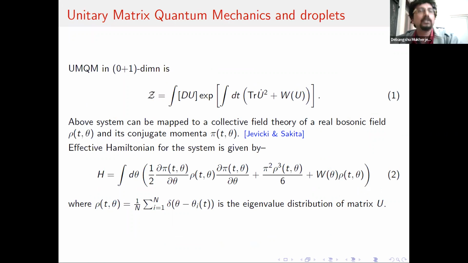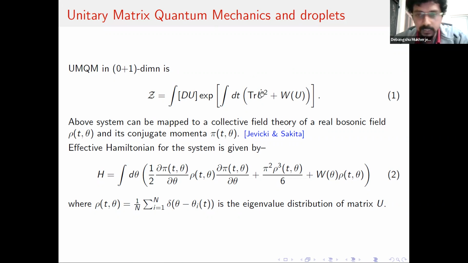Okay. So with that brief description of the algorithm, let me jump into exactly what we are trying to do here. The first line that you see here, the partition function, is basically a 0 plus 1 dimensional theory, so you have just time. And U is a particular element chosen from an ensemble of unitary matrices. This is how the action looks.